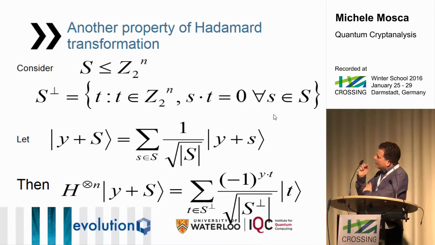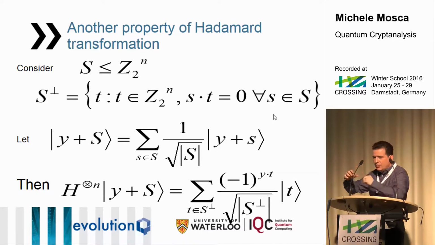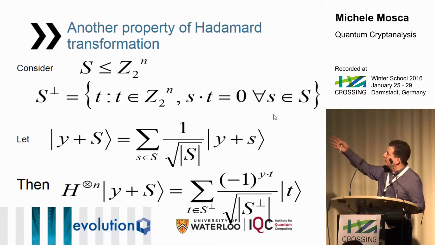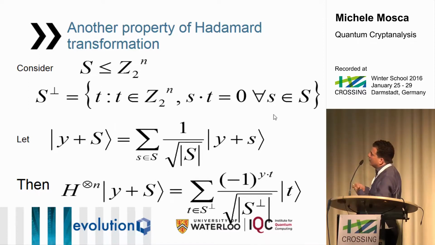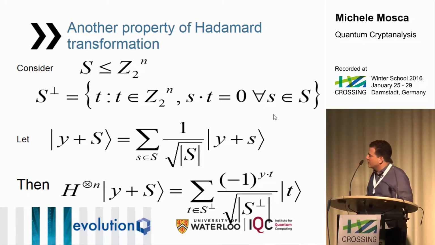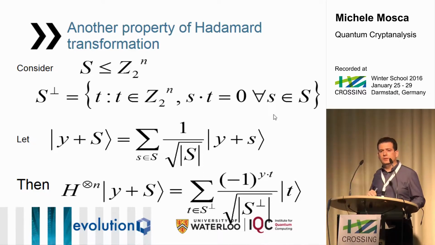We define it by, let S be a set, a subset, or subspace. When we take a specific vector y plus s and put it in Dirac notation, it's just shorthand for a sum over all the elements. In a sense this is a coset. You think of Z2 to the n again as a group, S is a subgroup, and y plus s is a coset of S. So it's a superposition of all the elements in the coset. If you apply the Hadamard transformation to that, you get a superposition of all the elements in the space perpendicular to S.